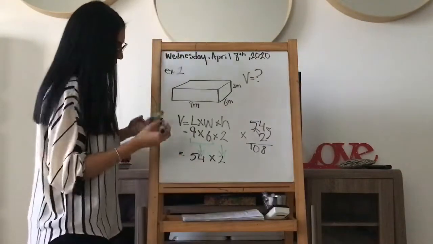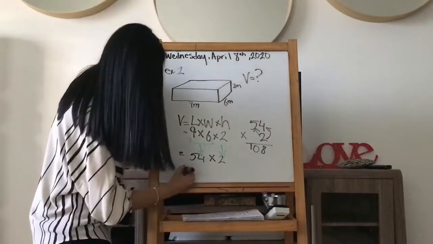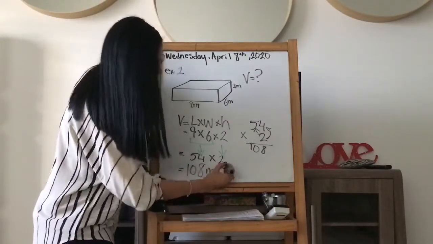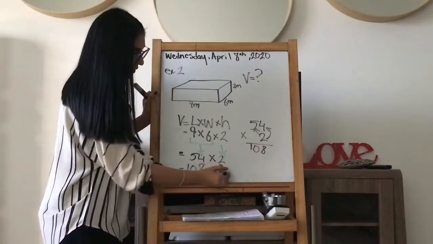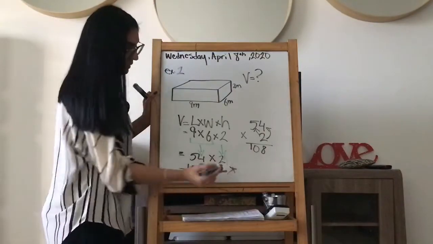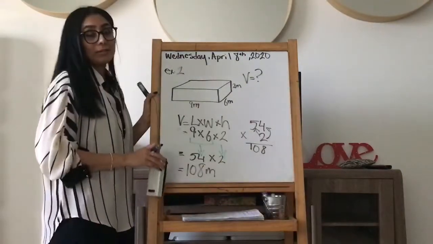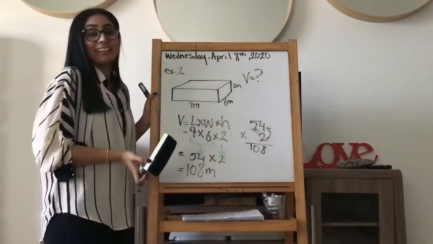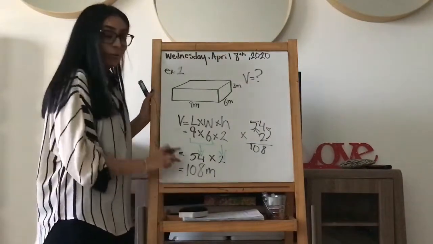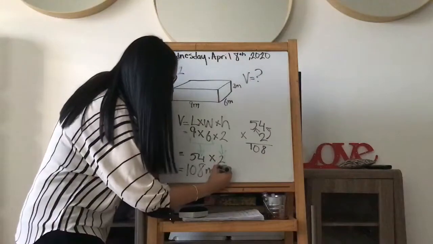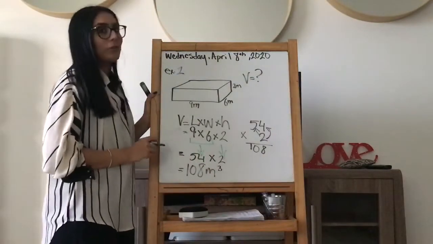So your answer, therefore, is 108 meters cubed. Please don't forget the cubed. This is very important. If I don't have that, what does that tell me? 108 meters, that's perimeter, right? When you don't have any number on the top, it's just meters, then that means it's perimeter, but we know it's not. We know there's cubed, so we know it's volume.